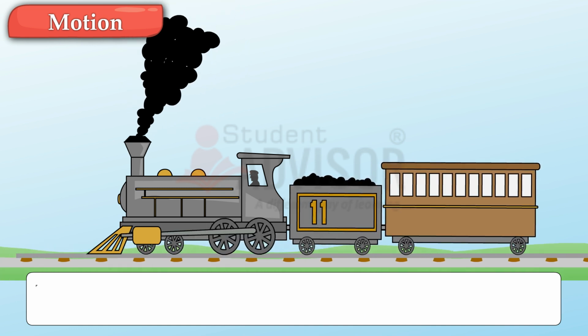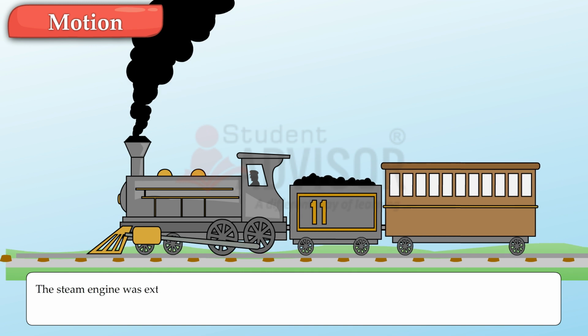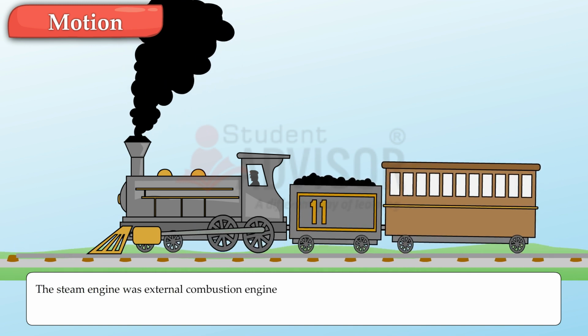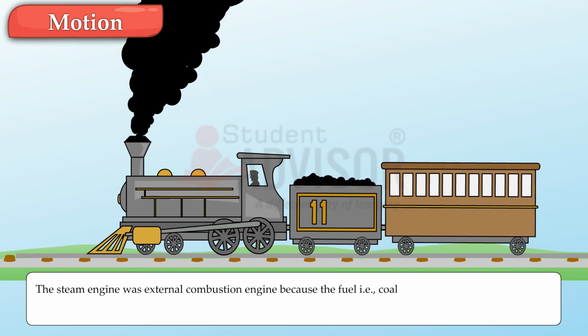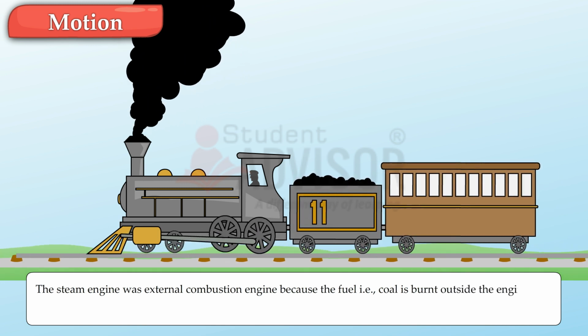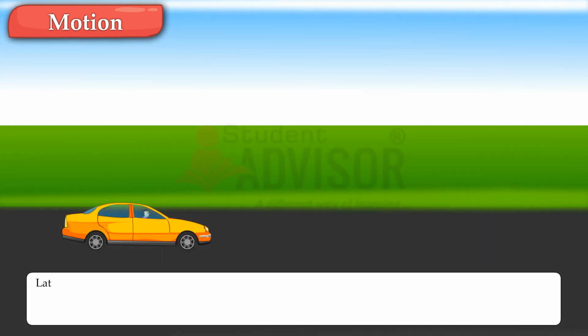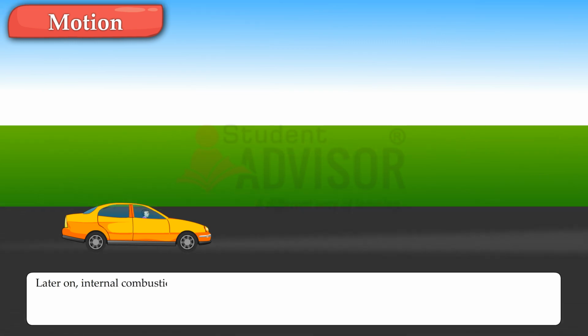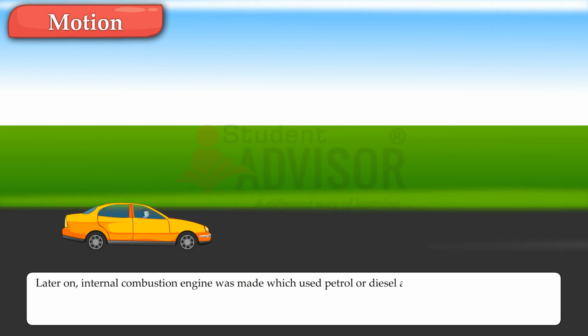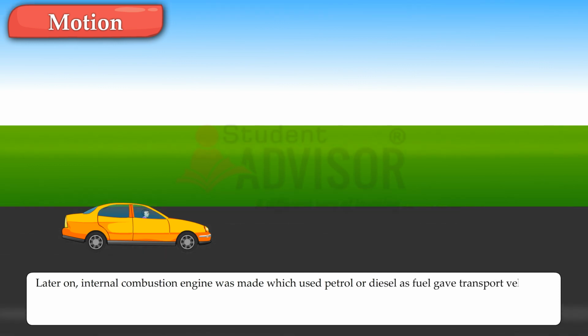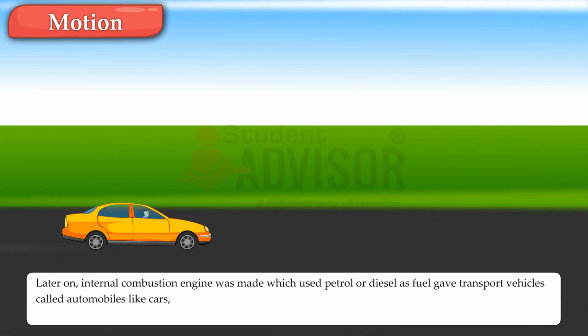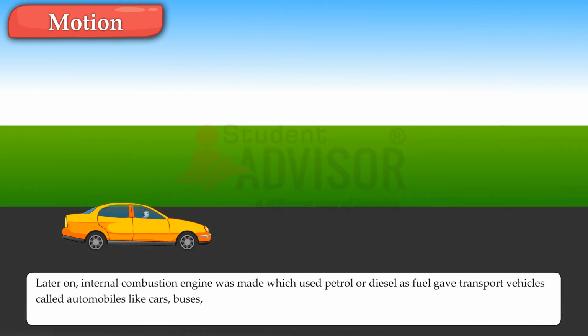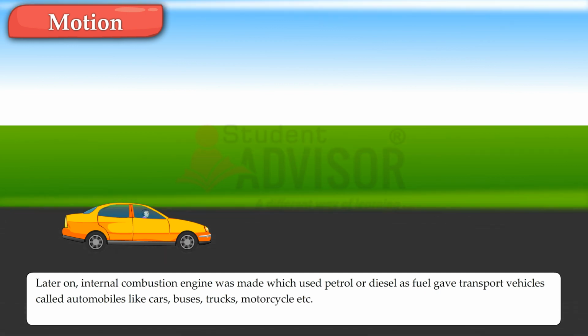The steam engine was an external combustion engine because the fuel, that is coal, is burnt outside the engine. Later on, the internal combustion engine was made. Petrol or diesel as fuel gave transport vehicles called automobiles like cars, buses, trucks, motorcycles, etc. for travel on land, and motorized boats and ships for travel on water.